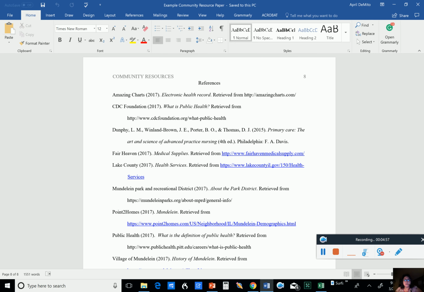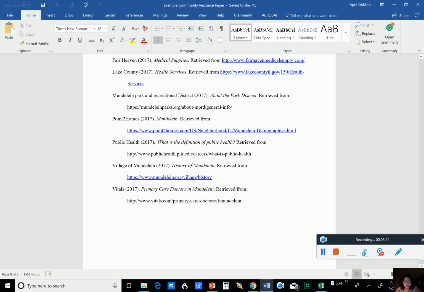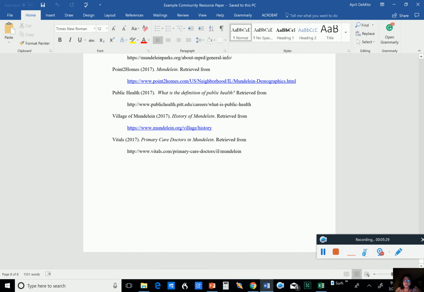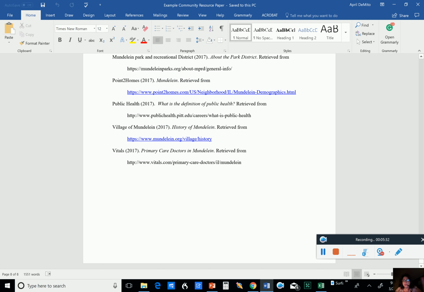This one, what is public health? That's the title of this page that she went to, and that's in italics. So if you go to a specific web page, you need to have that in italics and then the retrieved from. If you're looking up articles like this one, this was a textbook, you don't need to put retrieved from. Or if you're looking up a research article online, you don't have to put retrieved from. That's strictly if you're looking at web pages.